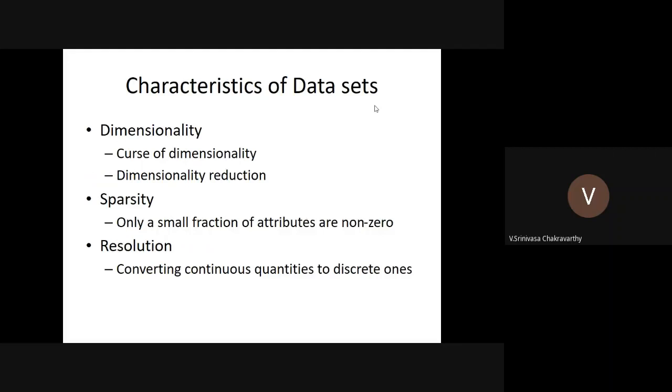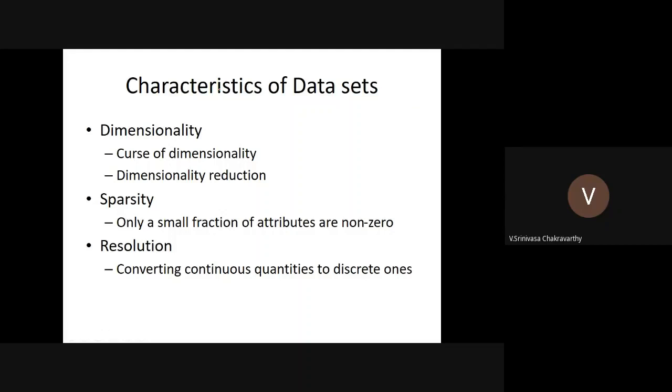Now, characteristics of data sets, especially if you look at purely numerical data sets like vectors, right? One of the things is dimensionality. Some data objects can have lots of attributes. The number of attributes is the dimension. When there are a large number of attributes, you say that the data object has high dimensionality. Now, high dimensionality is a problem because, let me take an example.